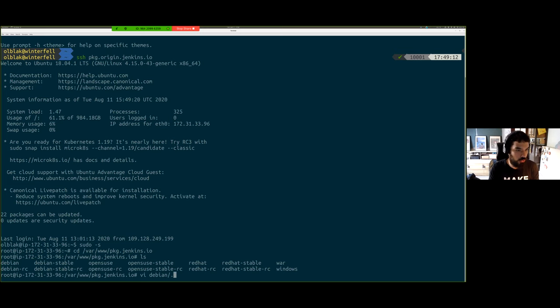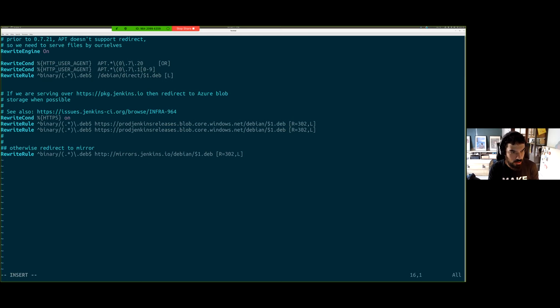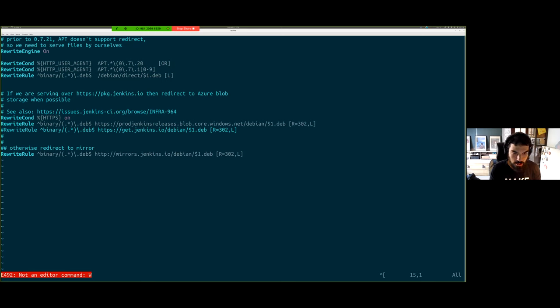And in the htaccess file, we have a rewrite condition. If it's a binary/.deb, then redirect to prod.jenkins-release.blob.core.windows.net. And what I want to do basically is to replace this rule and instead redirect to get.jenkins.io. That's basically what I want to do. What I tried several months ago was to really use the initial rewrite rule, so to redirect to mirrors.jenkins.io. But basically it fails because it does not support HTTPS, and the Debian package manager will fail if you try to. Right, you must have HTTPS. Great. Okay.